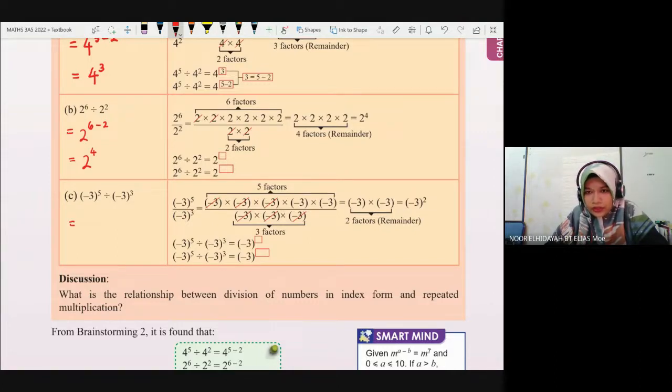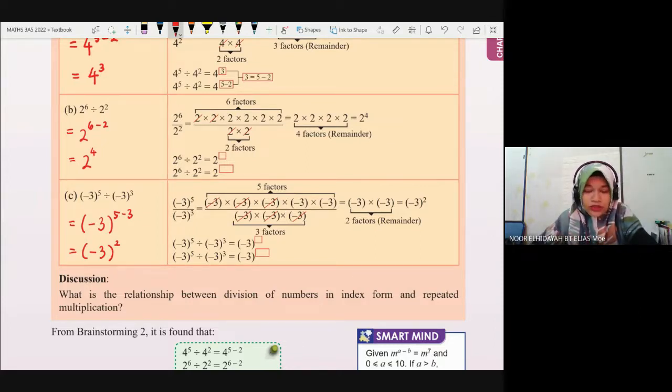Okay. Hadina dah jawab. Okay. Negative 3 to the power of 2. Yes. Good. Okay. Must put in bracket. Negative must put in bracket. So 5 minus 3 is equals to negative 3 to the power of 2. Ya, Prisha pun dah jawab. Okay. So this one is another types of law of indices.